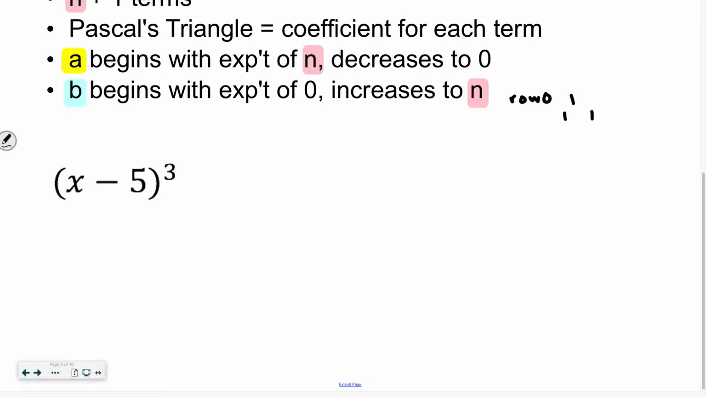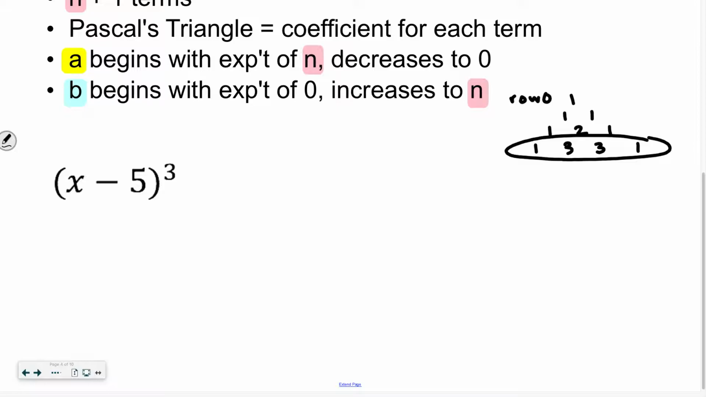So then we have our triangle of 1s, that's row 1. Okay. Here's row 2, and here's row 3. So how many terms will you have in your expanded polynomial? Look at how many numbers are in that row in Pascal's triangle. 4. So if you raise it to the third, you're going to have n plus 1 terms, which would be 3 plus 1. You're going to have 4 terms.